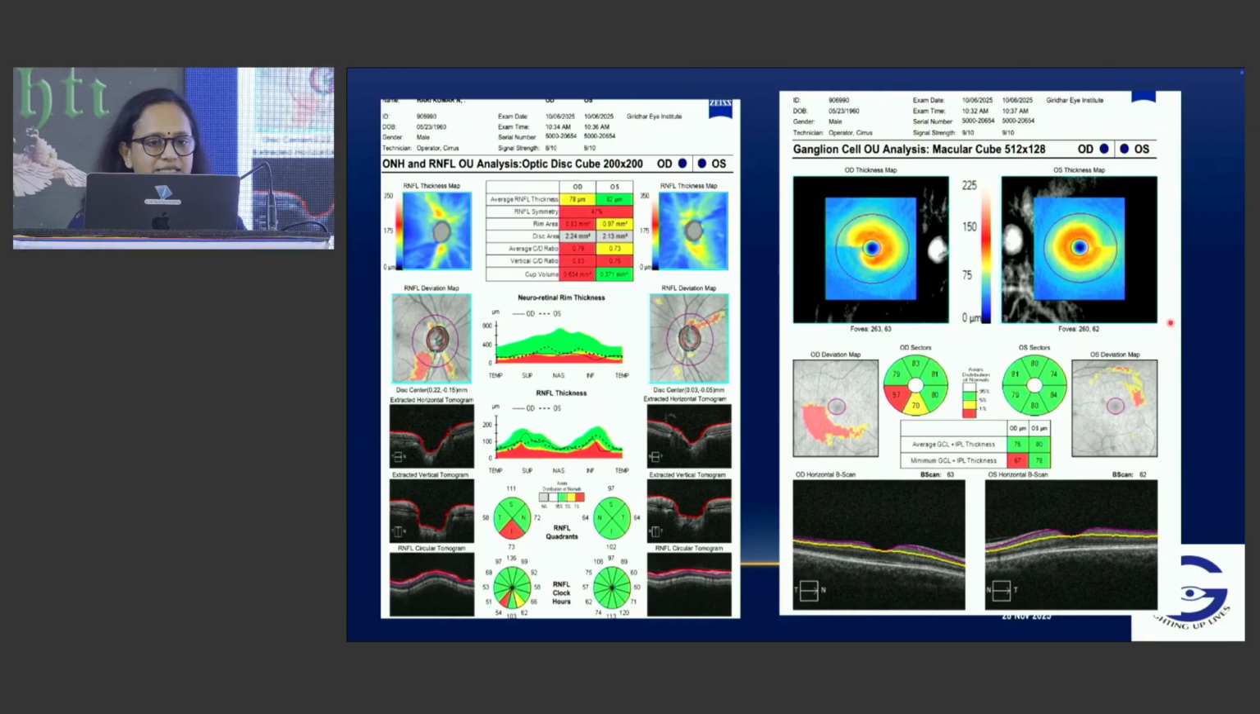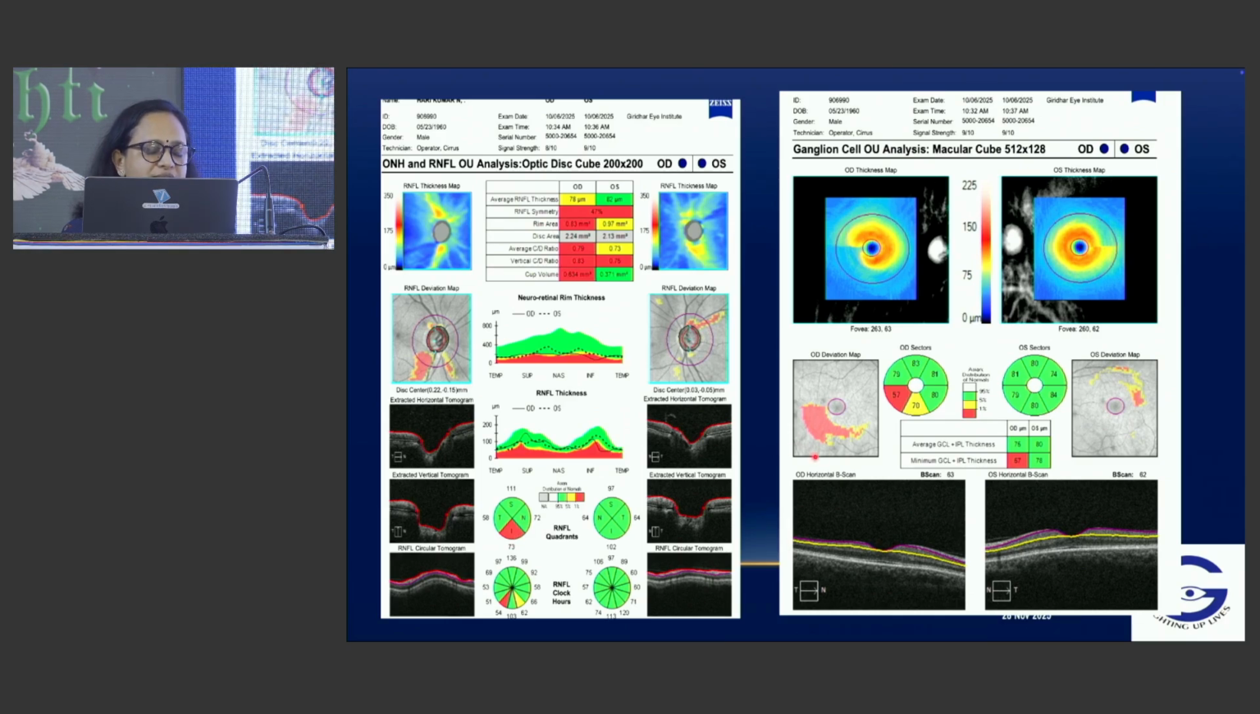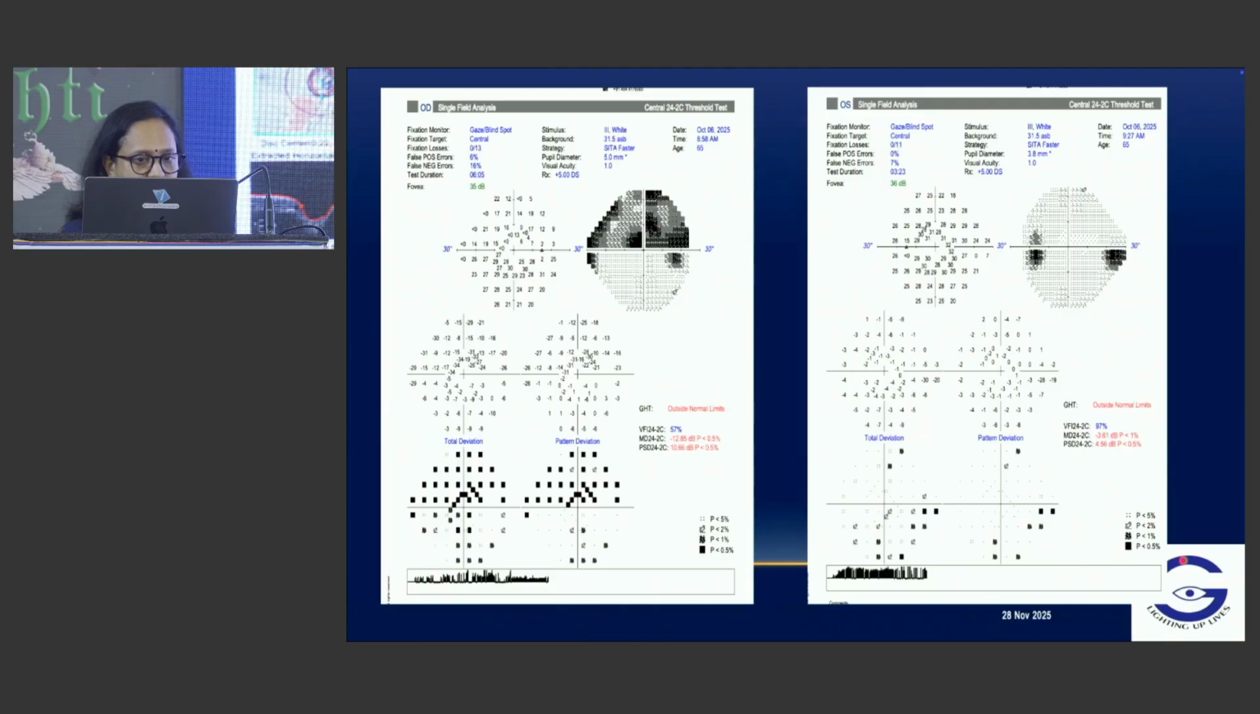And we did an OCT which picked up that inferior RNFL thinning, and also the GCL is showing the inferior loss in the right eye, and the left eye shows a superior small RNFL defect and also an early GCL loss.